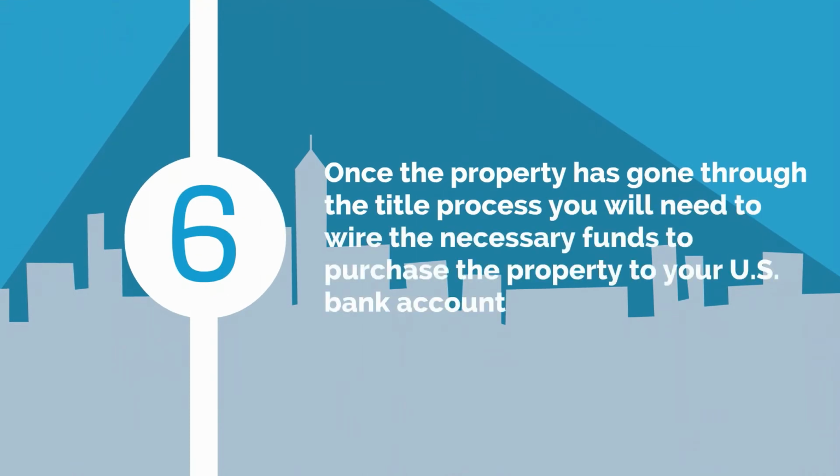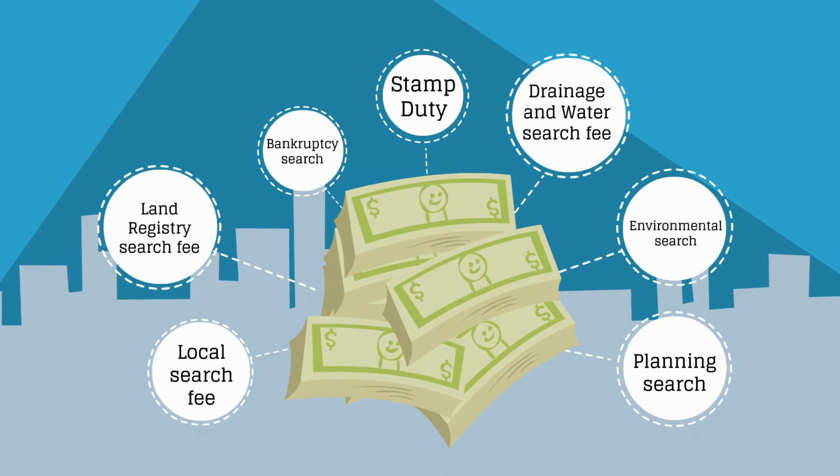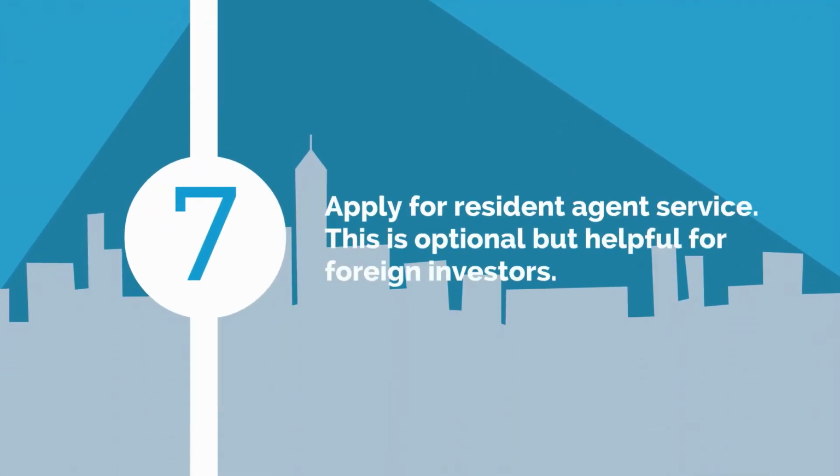Step 6. Once the property has gone through the title process, you will need to wire the necessary funds to purchase the property to your U.S. bank account. From there, you can disperse your funds and complete the purchase. And finally, Step 7. Apply for resident agent service. This is optional, but helpful for foreign investors.